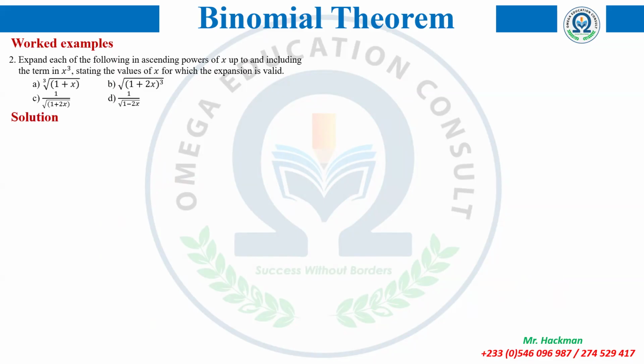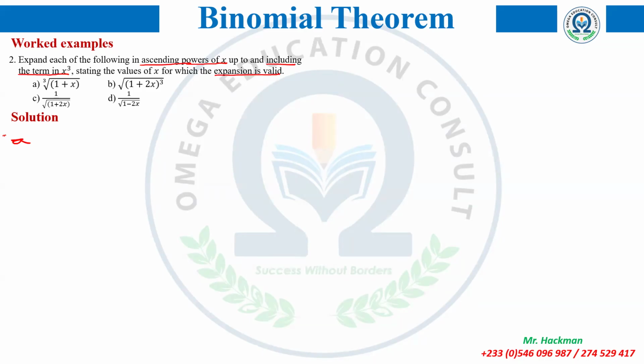Expand each of the following in ascending powers of x, up to and including the term in x cubed. Is that clear? That's the first. Then stating the values of x for which the expansion is valid. So 2 in 1: the expansion, then the x that will make the expansion valid. So let's go for the first one, A.